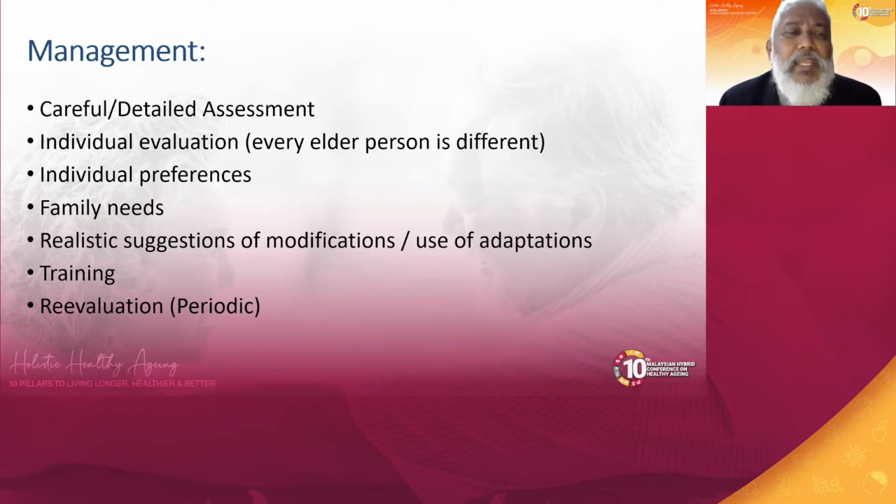So management is mainly careful or detailed assessment of their environment. Individual evaluation is very important because we cannot assume every elder person is the same, and each has unique individual preferences. We must consider the family's preferences, the need for modification, and whether the house is suitable for that kind of modification. Yeah, and then the family's needs are very important, because sometimes we do make recommendations, and then they just do it for the purpose of our advice, but the usage is very much less, or it's minimally used.